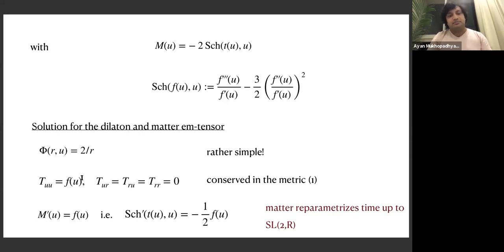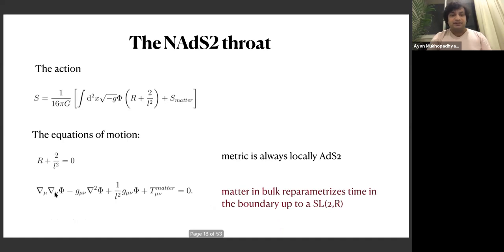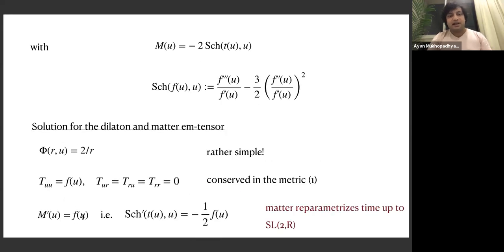So we have this particular null matter where only the uu component is non-zero and given by some f of u. And then this complicated equation actually reduces to something rather simple. The content of this equation is nothing but this simple thing: m prime of u is f of u. But m of u is nothing but the Schwarzian of the time reparameterization variable, t of u. So the content of this equation is that matter reparameterizes time up to an SL2R. This is the content of the equation of motion for the dilaton.